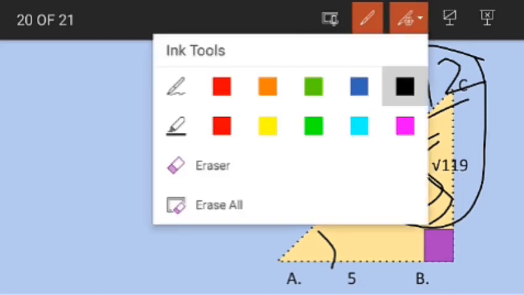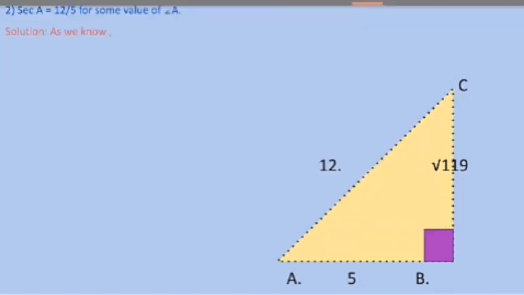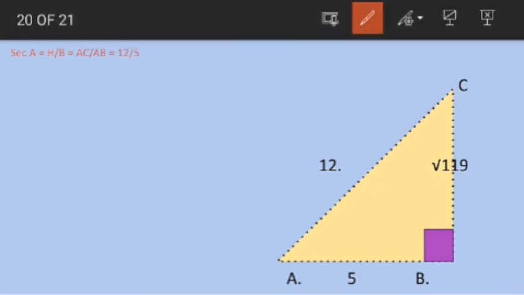Okay class. So for that we will make sure that the hypotenuse, that is AC, has to be the longest side. We know that secant A equals hypotenuse upon base, that is the reciprocal of cos A, and therefore hypotenuse upon base is going to be AC by AB, that is 12 by 5. As you can see here, it is 12 by 5.